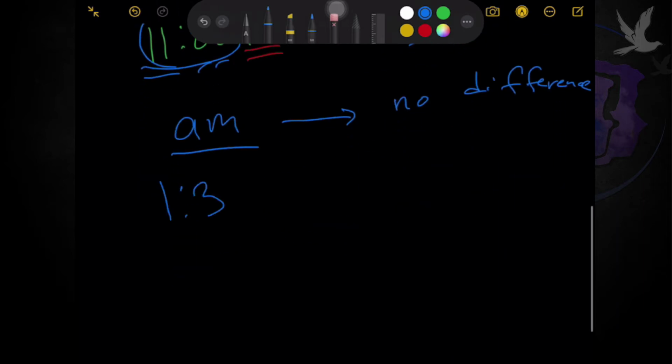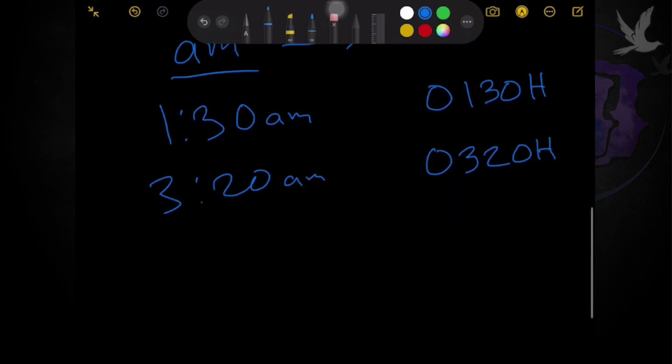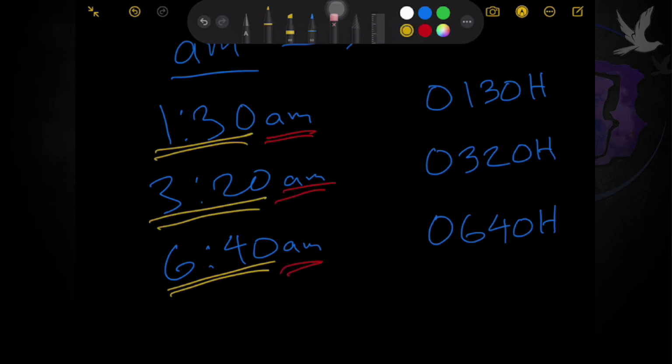So if it's 1:30 AM, in the 24-hour clock it's 0130 hours. If it's 3:20 a.m., it's 0320 hours. So it's almost the same, isn't it? 6:40 a.m. is 0640 hours. So if you notice again, as long as it's a.m., there is not much of a difference in terms of our numbers.